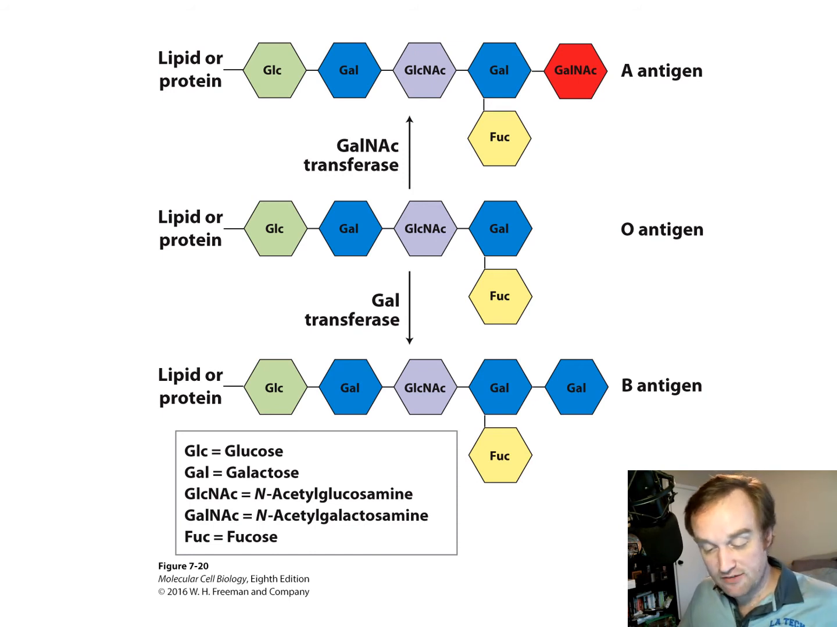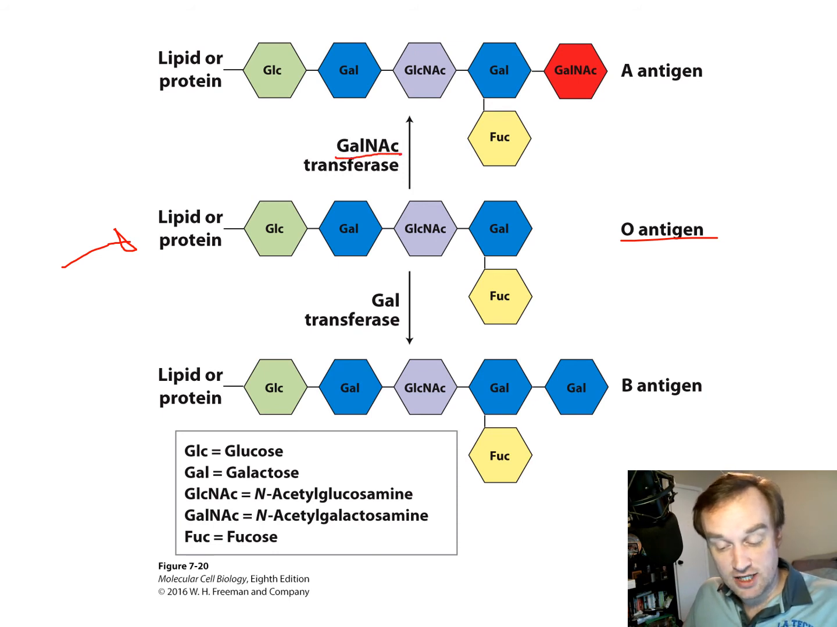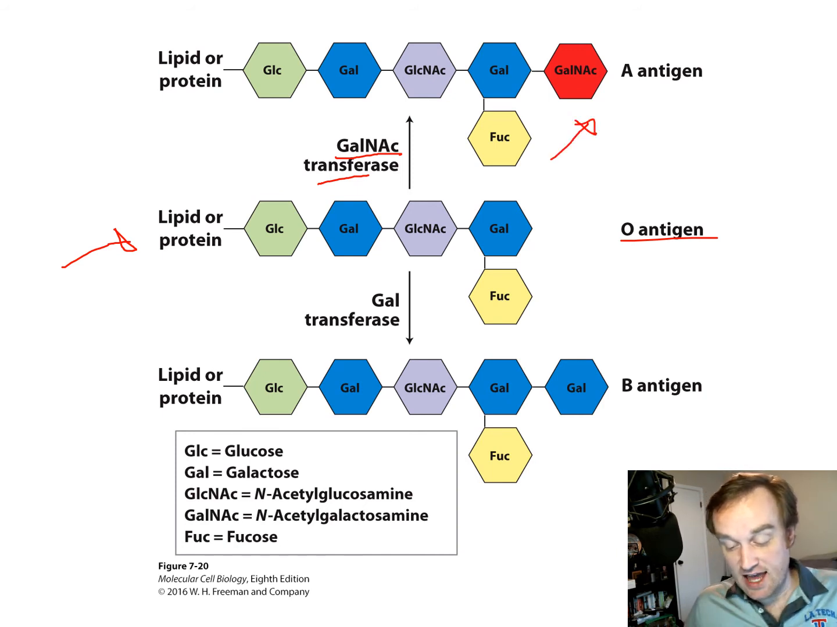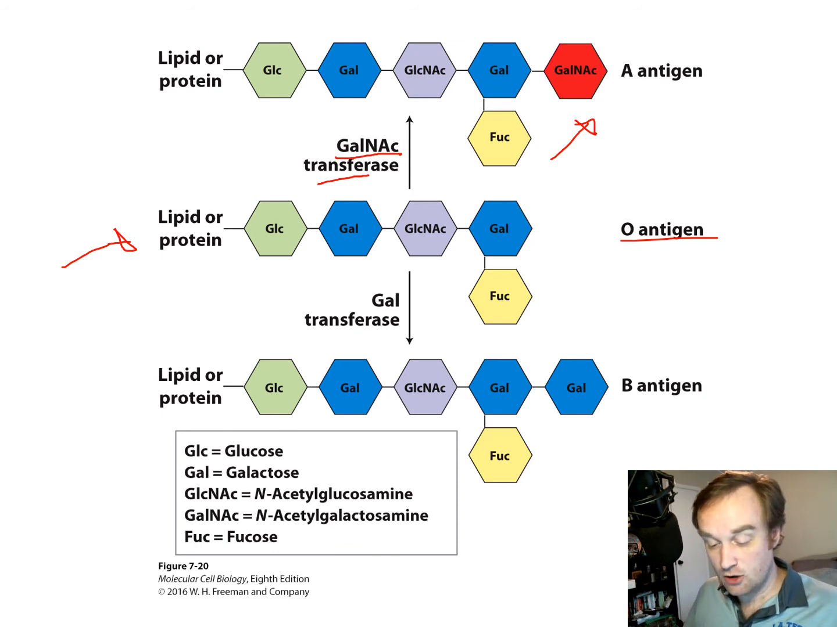So we have our normal lipid or protein here, and if there is no presence of a transferase, we have an O blood type. Now, if you have this GAL-NAC transferase, you are an A blood type because that adds that N-acetylglucosamine. Now, if you have the GAL transferase, you are a B blood type because it adds that galactose to the end of the protein. If you have both, then you're an AB blood type because it adds both to the antigen position on the lipid or protein.